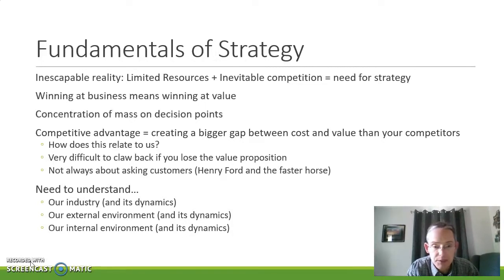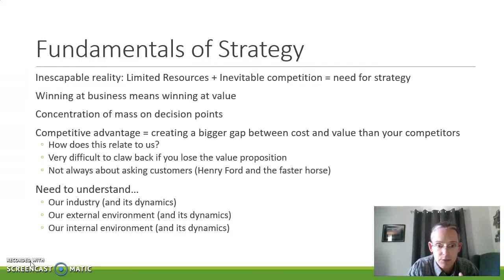If we didn't have those, we wouldn't need strategy. We just go do stuff and make money. But winning at business now means winning at that value competition. What are we delivering for our customers that's better than our competitors are going to be able to do? That means we need to concentrate mass on some key decision points that are going to add value. Information technology is one of those. Our competitive advantage is going to be based on creating a bigger gap between cost and value than our competitors can create. How does this relate to us, from an IT perspective?